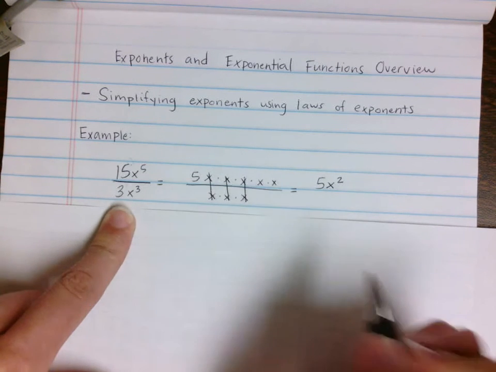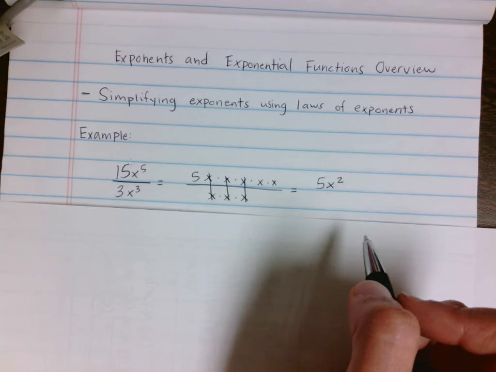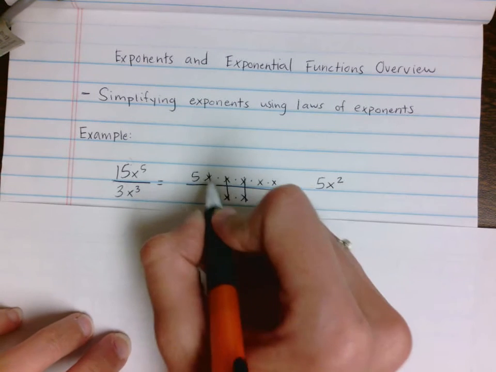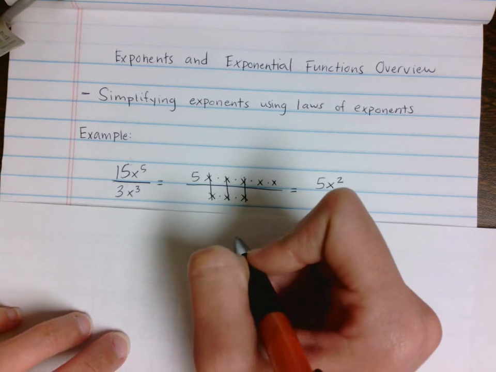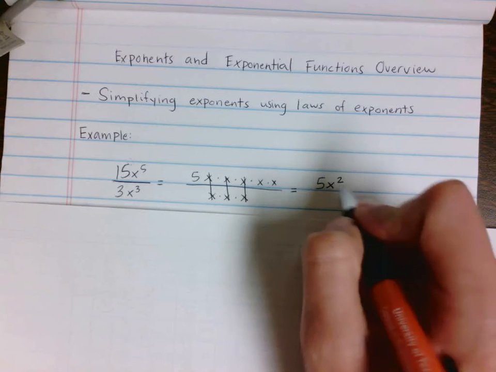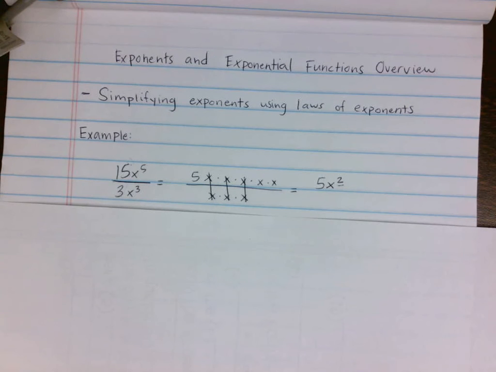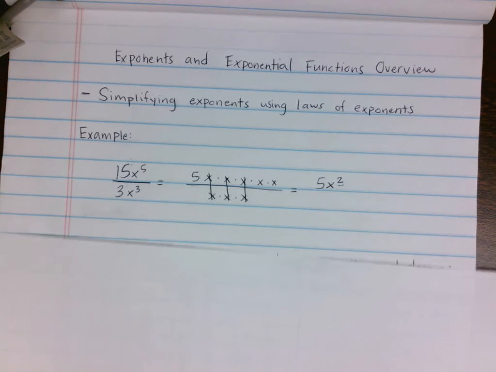And it's all divided. And when you divide exponents, you subtract them. So in this case, these x's will be canceled out. They'll be subtracted. So 5 minus 3 is 2. So that's what you'll be left with: 5x to the second power.